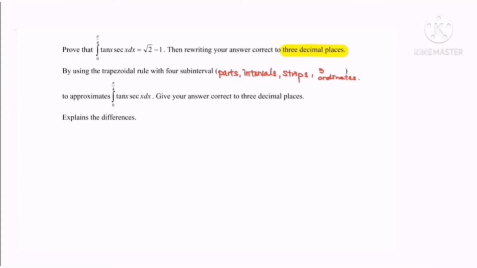So the question asks us to use the trapezoidal rule with 4 subintervals to approximate the integral of tangent x secant x with respect to x for the limit 0 until pi over 4. So here we have 2 parts. Number 1 is to prove that the integral is equal to square root of 2 minus 1. Then rewrite it in 3 decimal places. The second question is to use the trapezoidal rule to find the integral. Finally, give your answer correct to 3 decimal places and then explain the difference. So focusing on number 1.